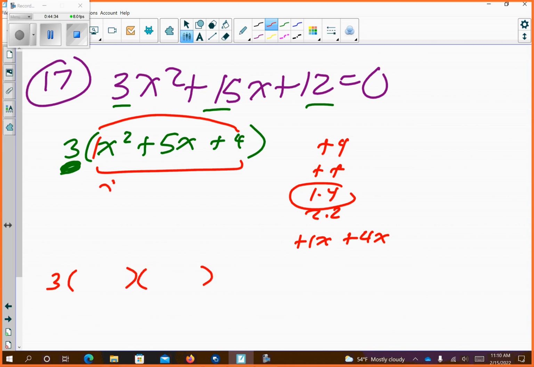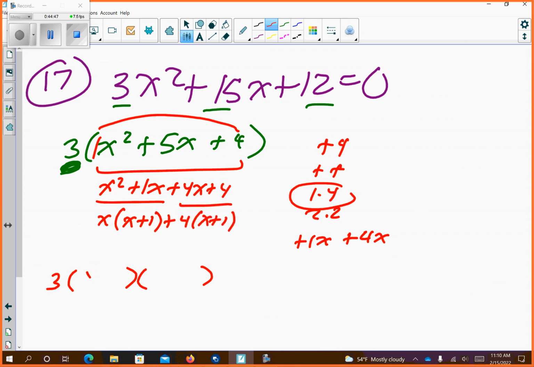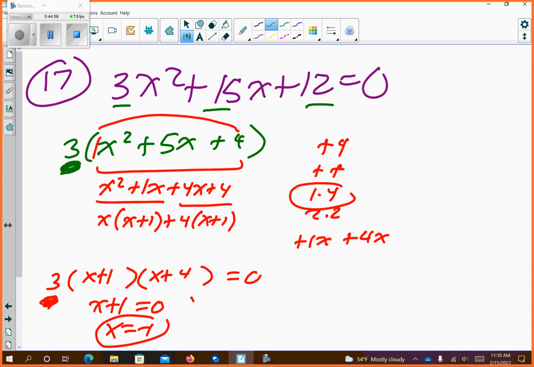So I'm going to get x squared plus 1x plus 4x plus 4. Factor out an x. Factor out a positive 4. So I'm going to get x plus 1, x plus 4. So it's equal to 0, I'm not worried about this. It's not going to hurt or harm our problem at all. So subtract 1, there's one answer. Subtract 4, there's my other answer.